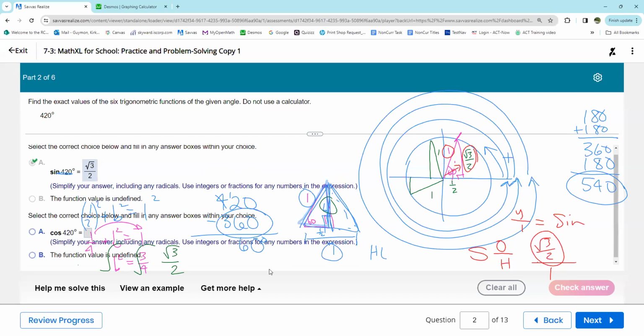So hopefully that helps. And then the second part of the problem, select the correct choice below. So we want the cosine at that same angle. So remember, cosine is CAH. So if you got your cosine now, let's see.